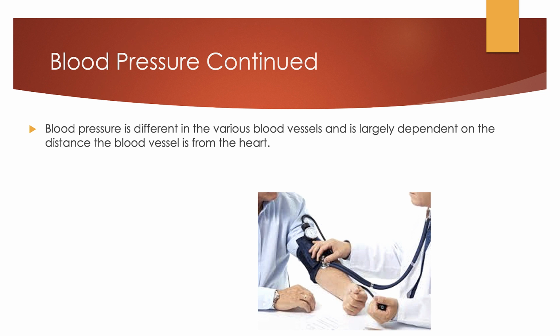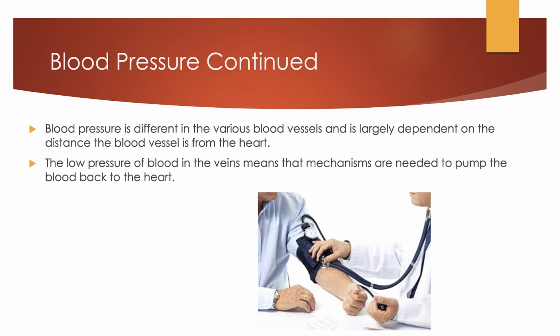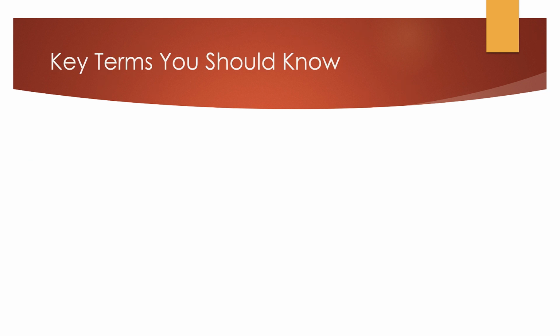Blood pressure is different in various blood vessels and is largely dependent on the distance the blood vessel is from the heart. The low pressure of the blood in the veins means that mechanisms are needed to pump the blood back to the heart.